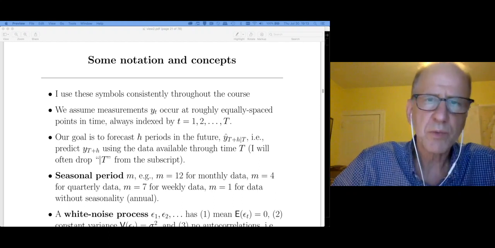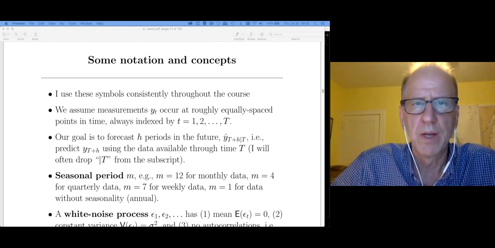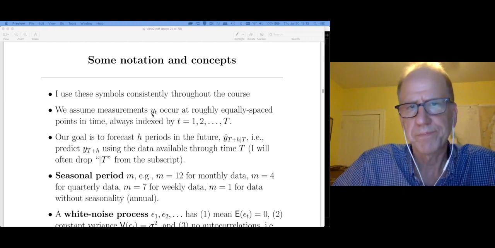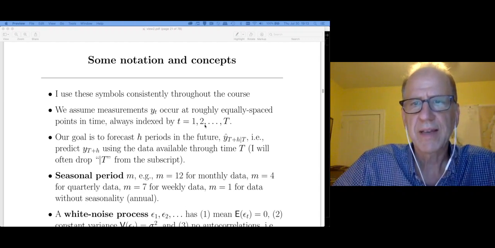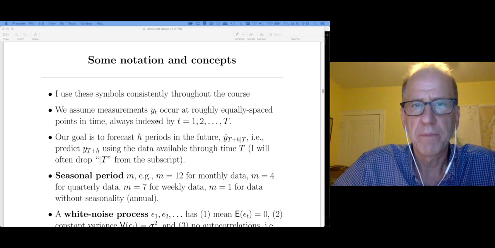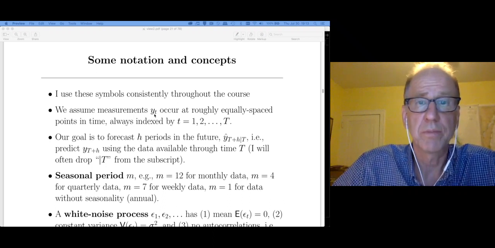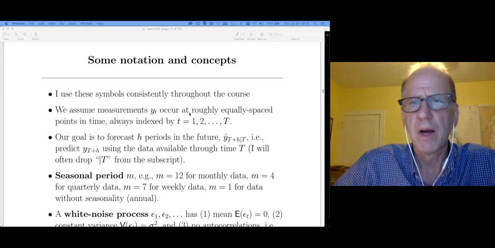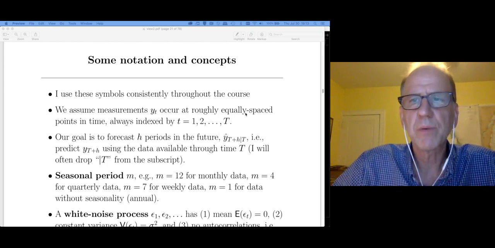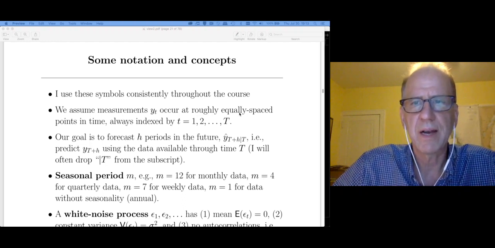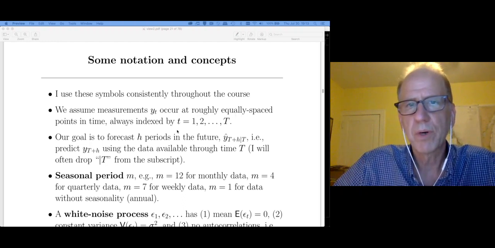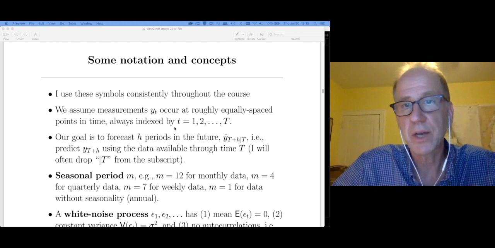Okay, so let's restate the basic problem. The basic problem is I observe capital T values of my time series. So these could be my sales at time 1 through my sales at time capital T. I've said that they're roughly equally spaced in time. So it's really important that we have measurements at each time period.